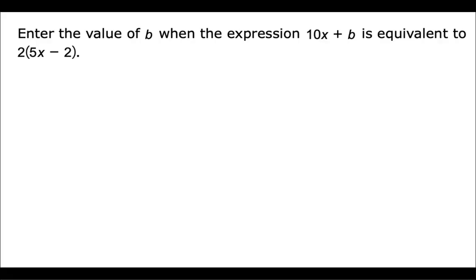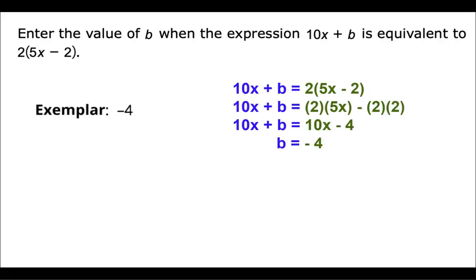So if you said b is equal to -4, that is correct. What you do is set both of the expressions equal to each other. That's what equivalent means. Then we try to get the right side into the same form as the left, because the left is already as simple as it can be, since there is no x attached to the b. So we use the distributive property, and you have 2 times the 5x, and then 2 times the other 2. I just left the minus out in front.